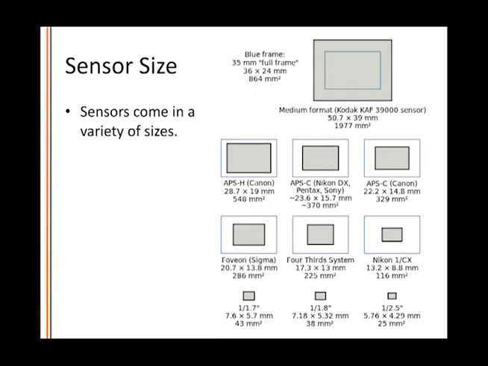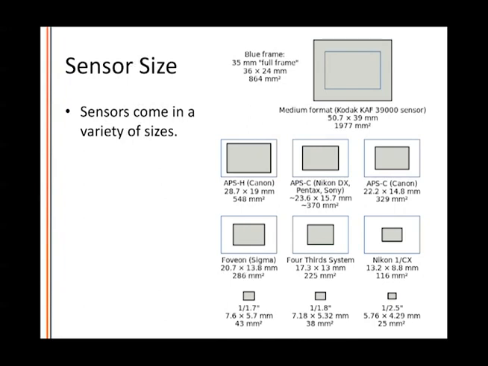Crop sensors, such as the APS-H and the APS-C on a Canon and Nikon, are fine, especially for newer photographers or people on a budget. And just because it shrinks the size of what's collected, it doesn't mean that it's a bad thing.